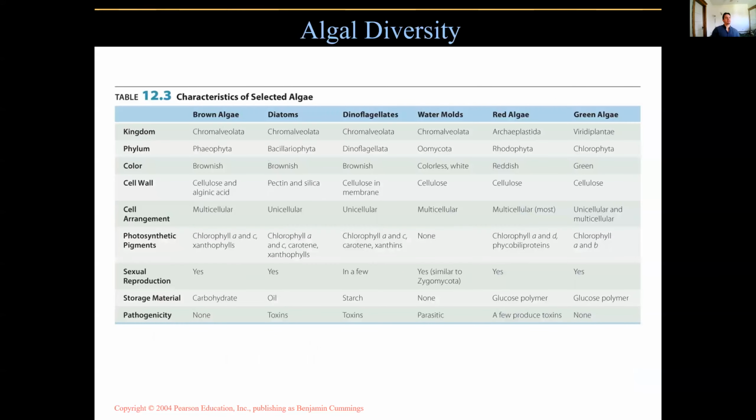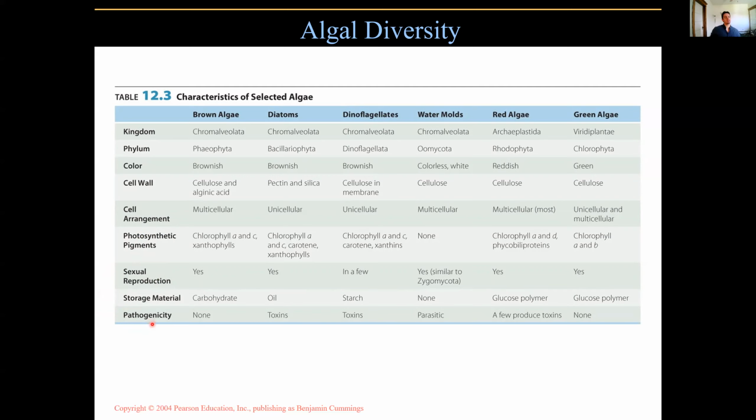And here is this table. I decided to include it just because it gives you a nice idea of some algal diversity regarding their colors, their cell walls, their cell arrangements, and their photosynthetic pigments. This is a big one for algae: the sexual reproduction, whether they have sexual reproduction or not, which many do, as you can see, very important. There's also storage material and the pathogenicity.